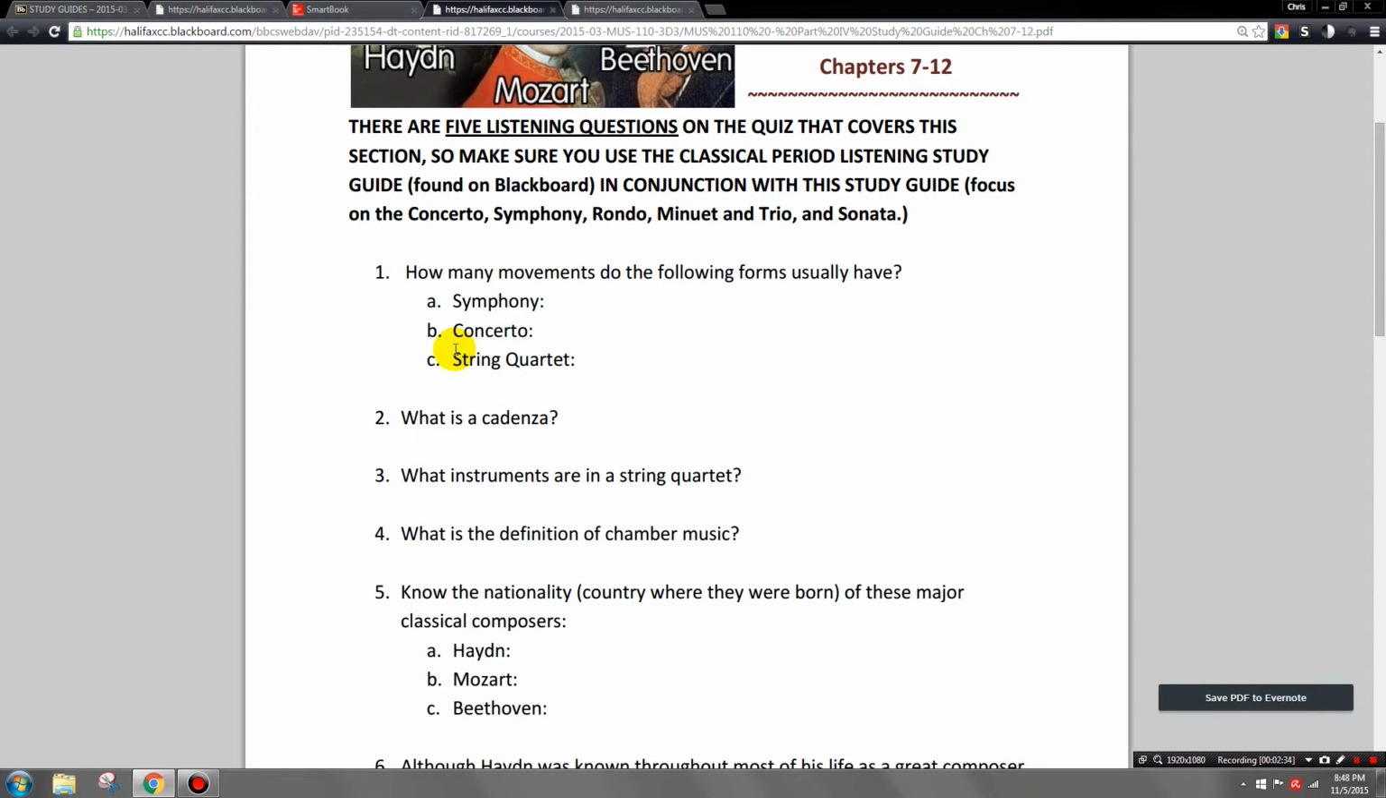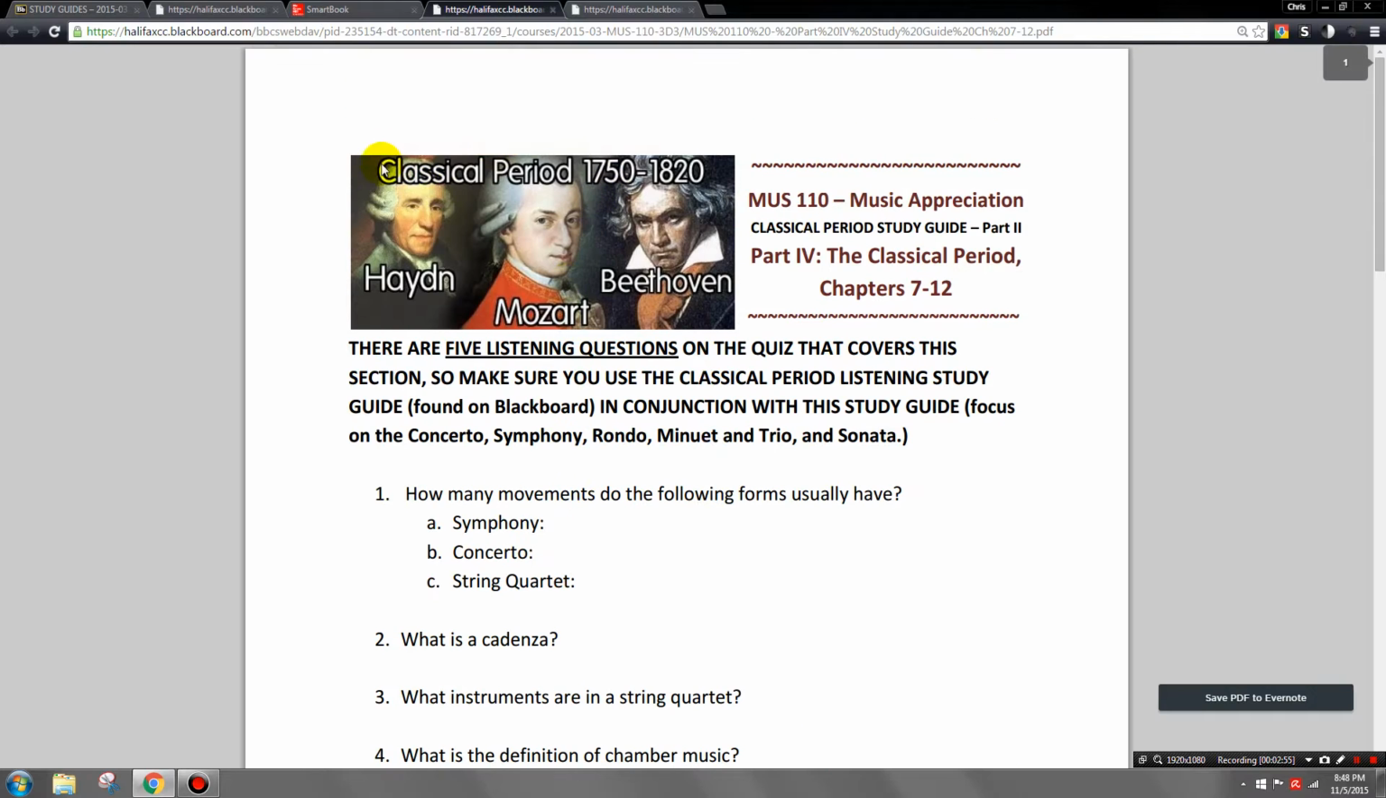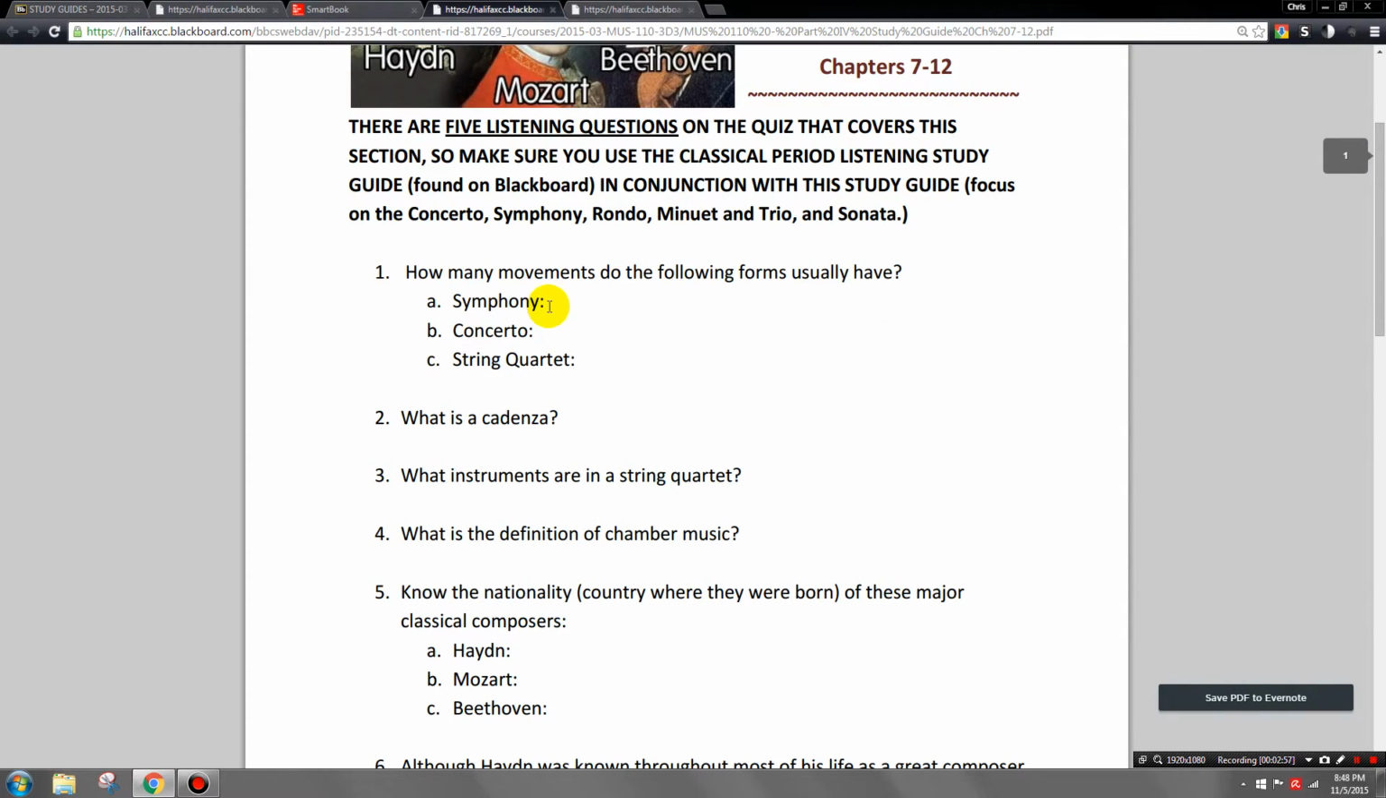Sometimes composers didn't complete symphonies. Schubert, his famous unfinished symphony, Symphony Number 8, the reason we call it unfinished is that he never finished it before he died. However, that's in the next period, so don't worry about that one just yet. But do realize that the standard form during this period, the classical period, is 4 movements.